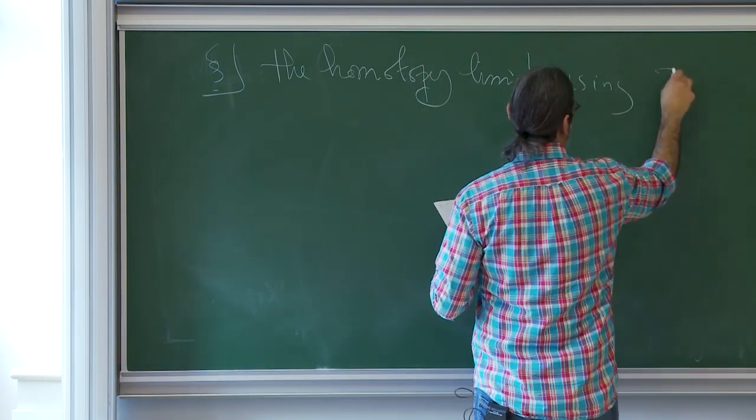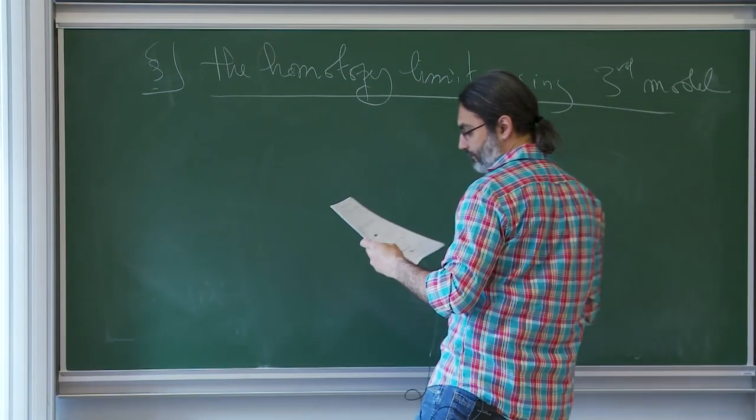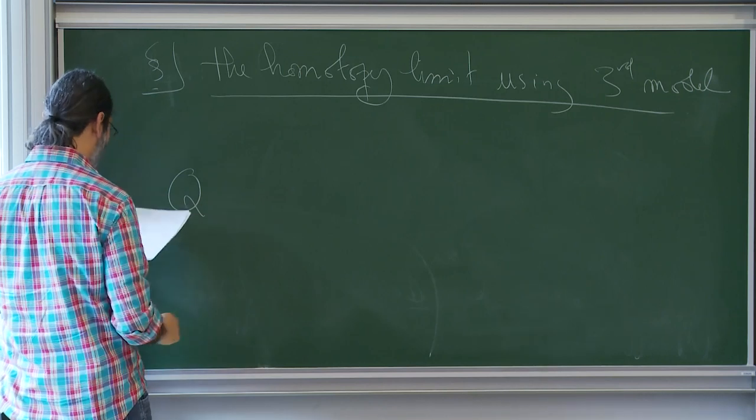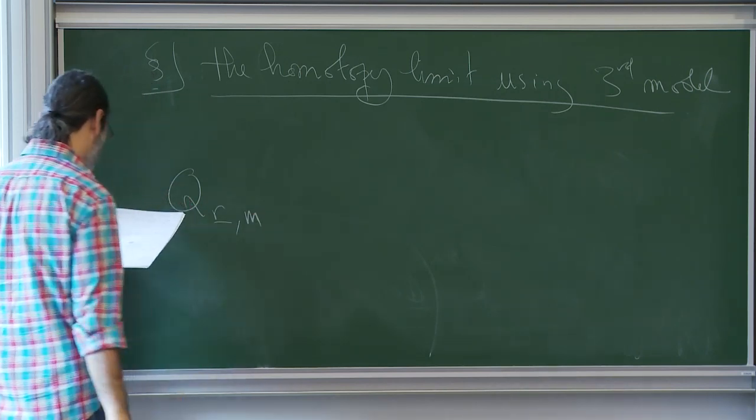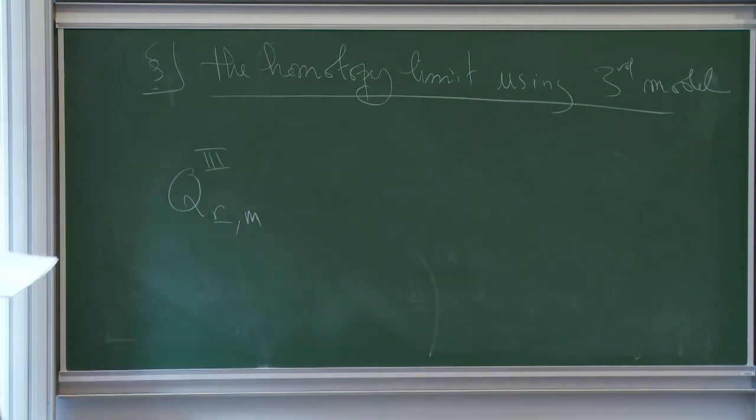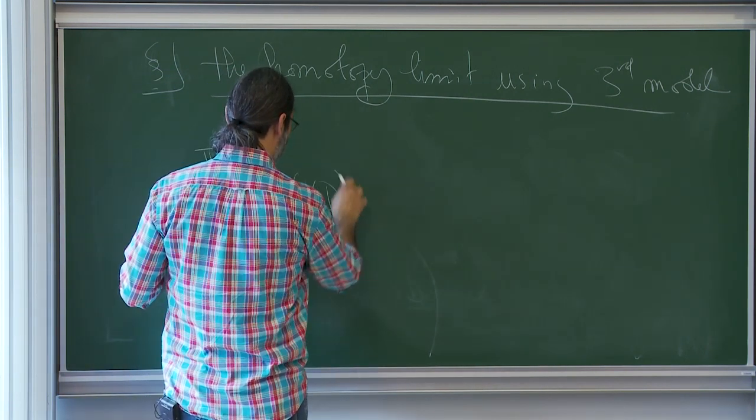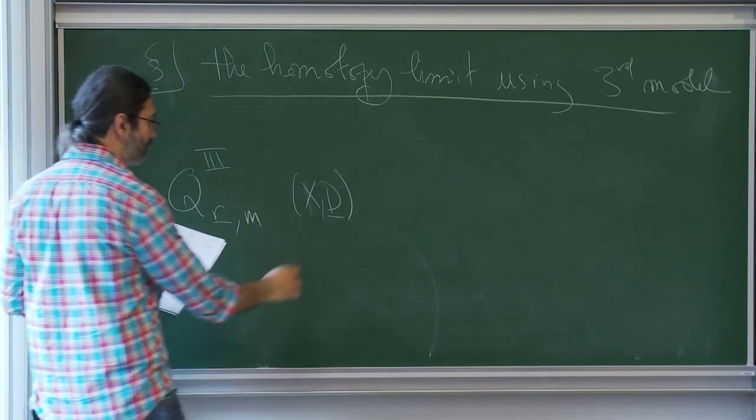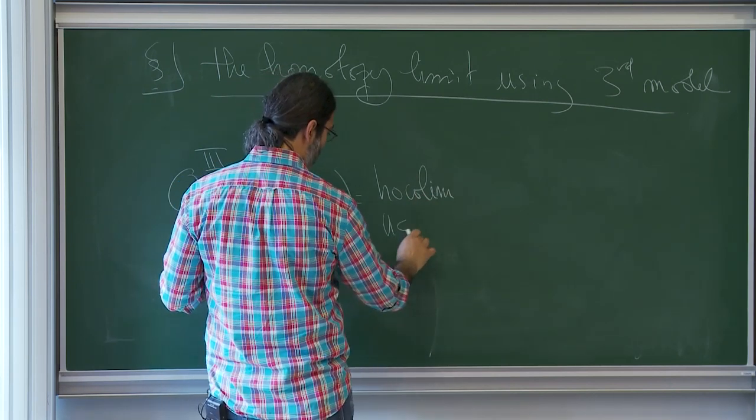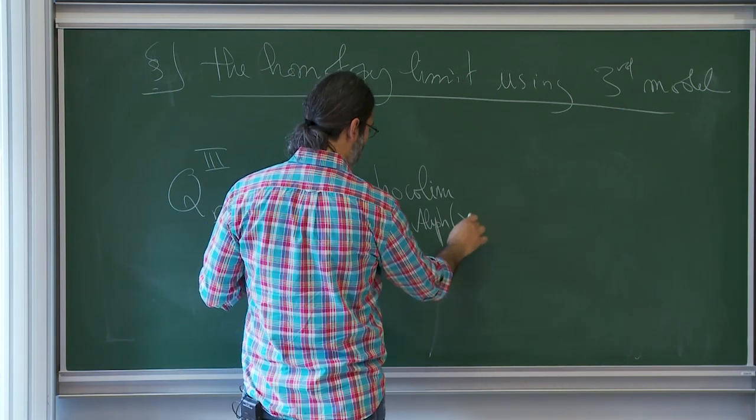Using the third model. Okay, so let me introduce some notation. I introduced this flaggy presheaf before, QRM 3. Let me remind you what it is. It takes X and the flag, and it gives you the whole colimit over all possible completions of this diagram that one deduces from X and D.